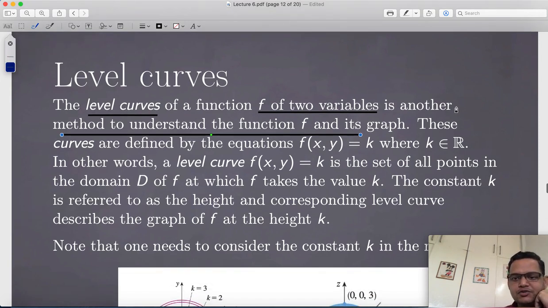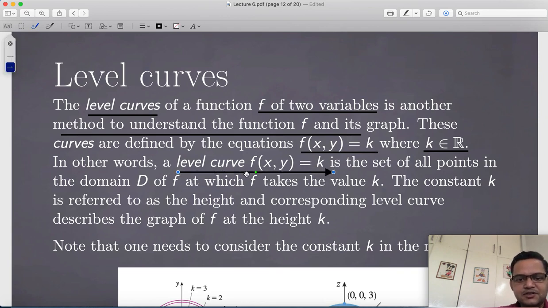So what you do is, you take a real number k. You already have this function of two variables, so you look at all the values of f which are equal to k. So basically you are looking at all the points x comma y in the domain such that the value of f at those points is constant. Then you collect all these points. So this is called a level curve.